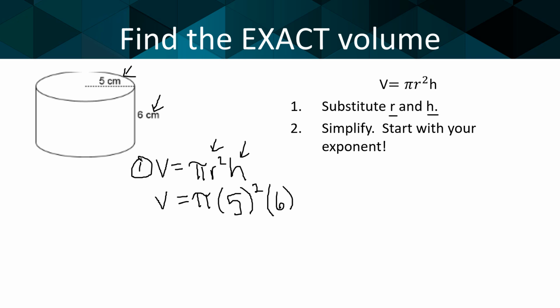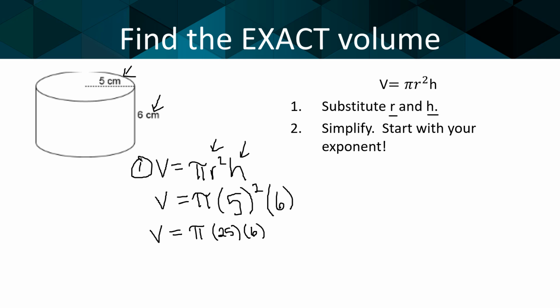So our next step will look like this. Volume. Why isn't my pen working? What is going on with my pen? Why we no worky? Come on, pen. Oh, there we go. Volume equals pi, and then 5 squared. If you don't know it, plug it into your calculator, but this is one that you should have memorized. That is going to give us 25, and then we're going to multiply that by 6.